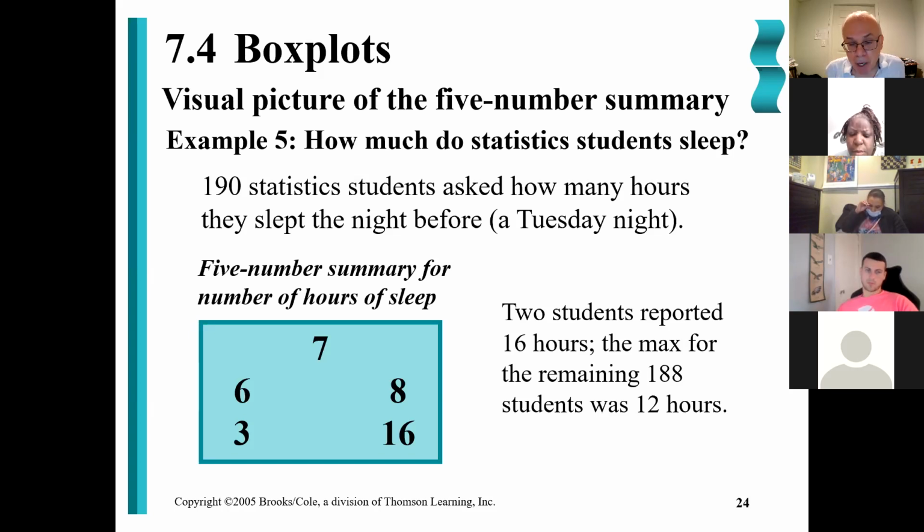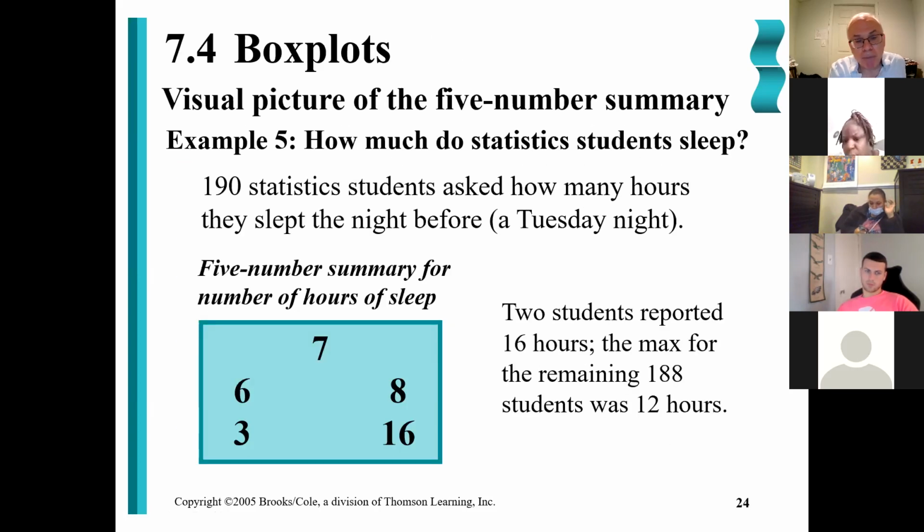So you read these correctly. The median is 7. That's the number on the top here. The 6 represents the lower quartile. The 8 represents the upper quartile. The 3 represents the smallest number in the data set, and the 16 represents the largest number in the data set. This is the 5-number summary.